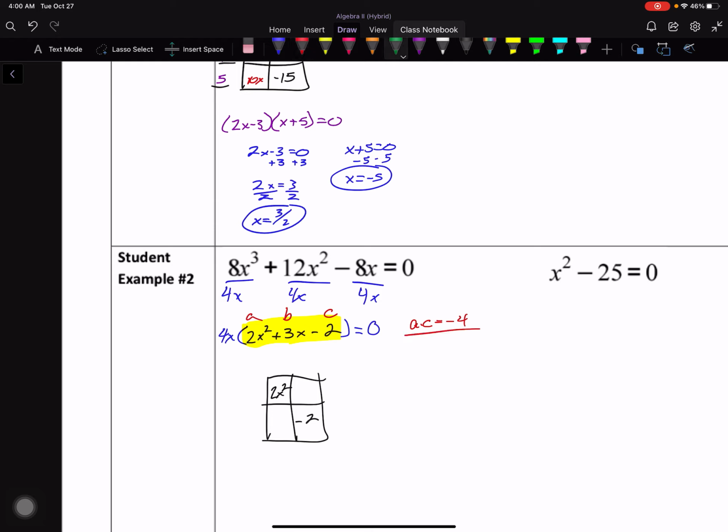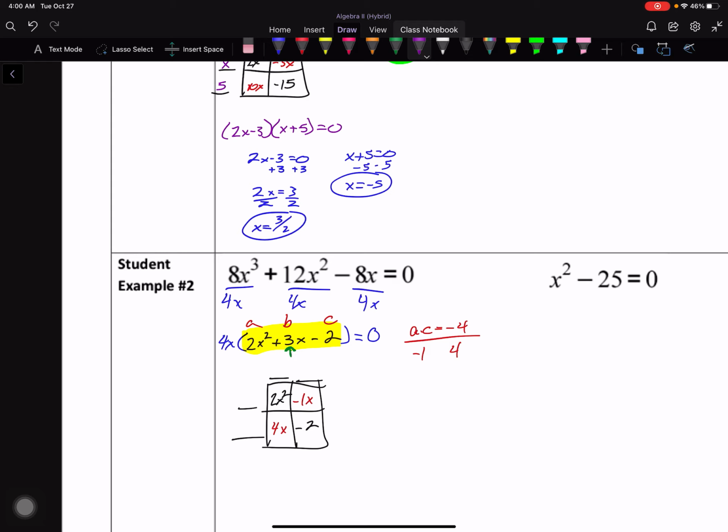We are trying to get to +3. And this is one of those, hopefully you can tell me right off the bat that the two numbers we're looking for are -1 and 4. You add them up, you get +3. So that's how we'll finish filling out the box.